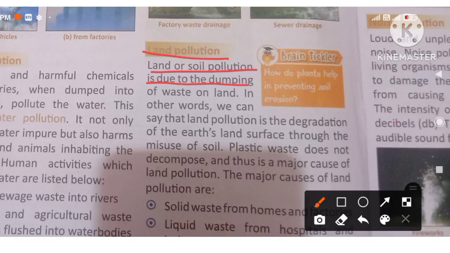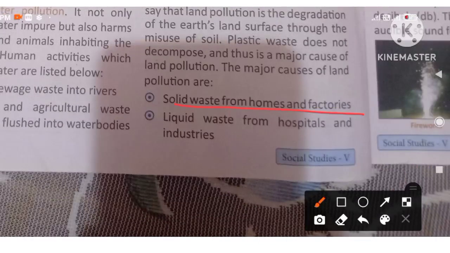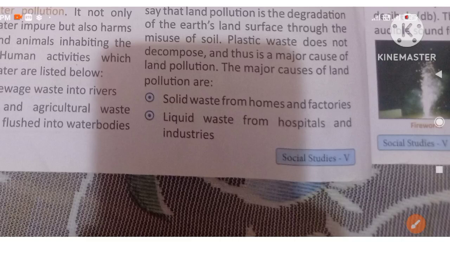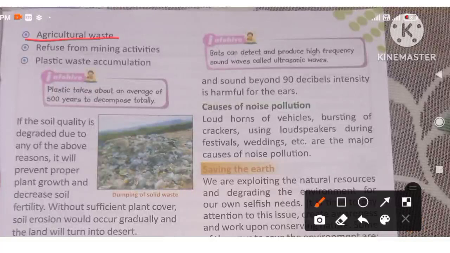In other words, we can say that land pollution is the degradation of the earth and land surface through the misuse of soil. Plastic waste does not decompose and thus is a major cause of land pollution. The major causes of land pollution are solid waste from homes and factories, liquid waste from hospitals and industries, agricultural waste, refuse from mining activities, and plastic waste accumulation.